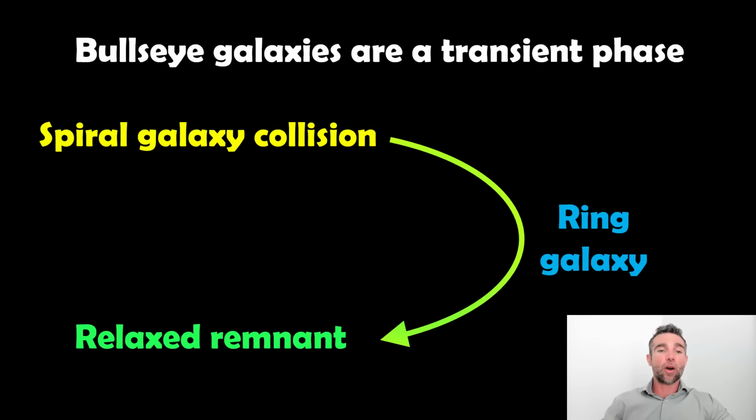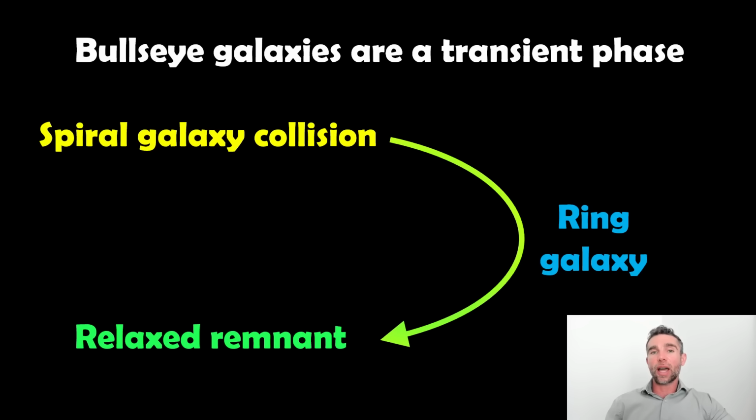So we might have a large spiral galaxy to start with, that then has a collision with maybe a smaller dwarf galaxy. We then get a ring galaxy or bullseye galaxy, and then we get a kind of relaxed remnant. Now, the end point depends on the relative sizes of the two galaxies that have this collision. If big galaxies collide, or they're relatively close in size, you're going to end up with quite significant distortion.